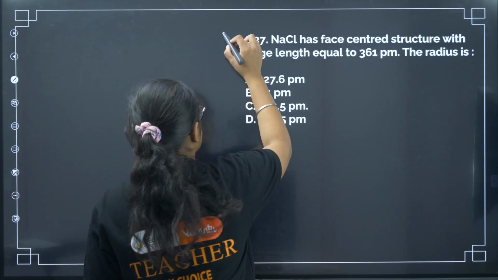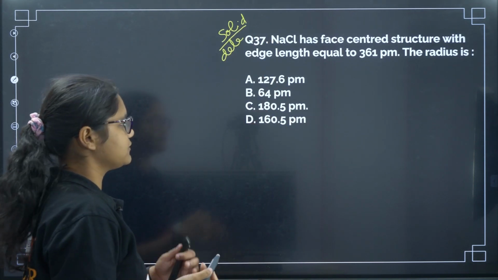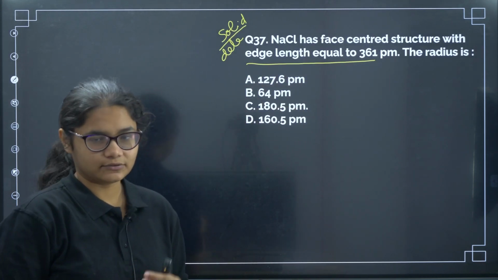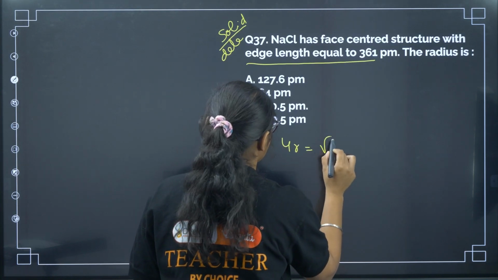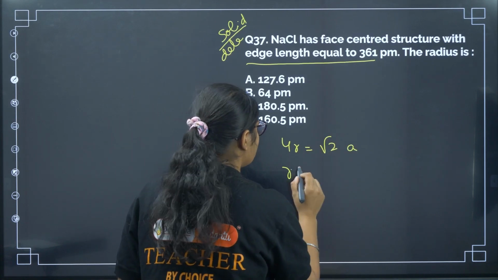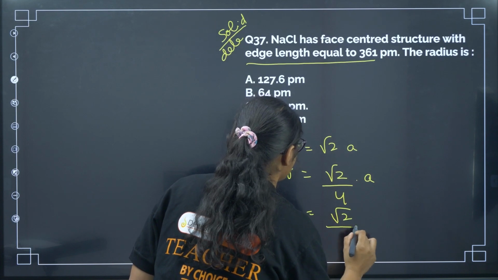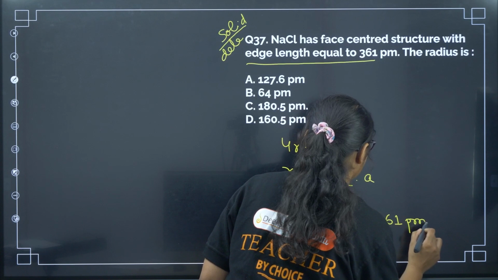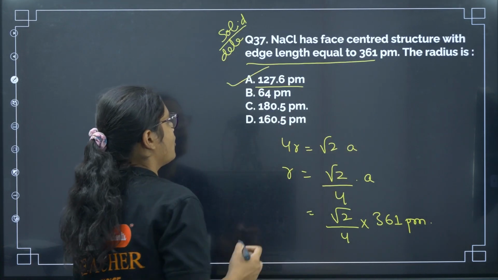Next, okay, this question is from your solids chapter. Okay, the deleted portion, but we can explain. NaCl has a face-centered structure with edge length equal to 361 picometer, the radius is. So this is a direct question. The relation is 4r is equal to root 2a. Okay, 4r is equal to root 2a. Now if I want to calculate r, it will be equal to root 2 by 4 into a. So we can just substitute the values, root 2 by 4, and the a value is 361 picometer. Okay, so if you solve this, the value will be coming around 127.6 picometer, that is option number A.